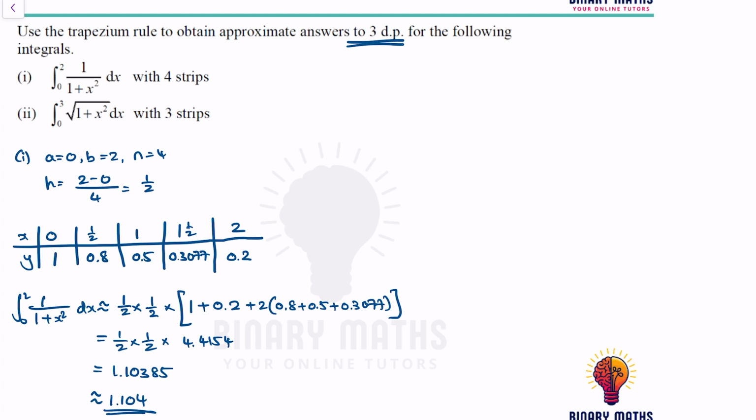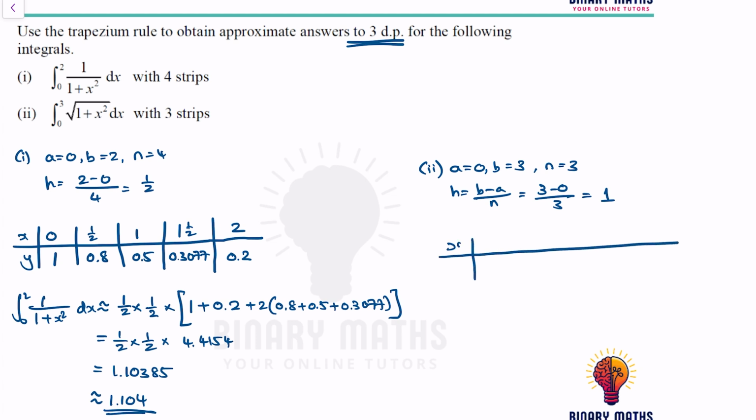Okay, if I want to do part 2 now. My a in this case is 0, my b is 3, my n is equal to 3. h is equal to b minus a over n, which is 3 minus 0 over 3, which is equal to 1. So that means when I'm substituting my x values in, I need to start from 0, go up in ones, all the way up to 3.